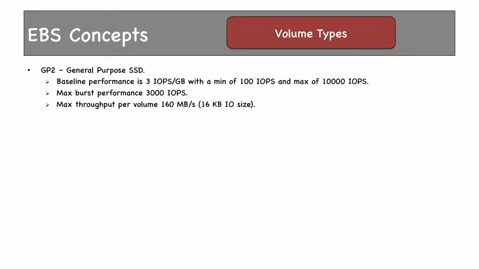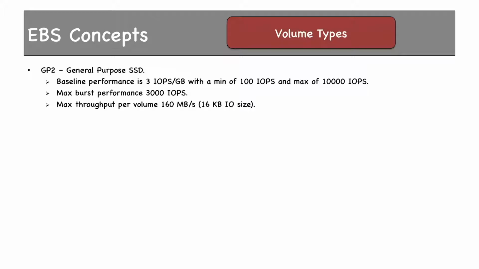These are SSD backed. They provide single digit millisecond latencies. GP2 provides a baseline performance of 3 IOPS per gigabyte of provisioned storage, with a minimum of 100 IOPS and a maximum of 10,000 IOPS. For example, if you provision 100 GB of GP2 storage, then you'll get a baseline performance of 300 IOPS. Or if you provision, say, 1500 gigabytes, then the baseline performance would be 4500 IOPS. For 1 GB of provisioned storage, baseline performance will still be 100 because it cannot get less than this.